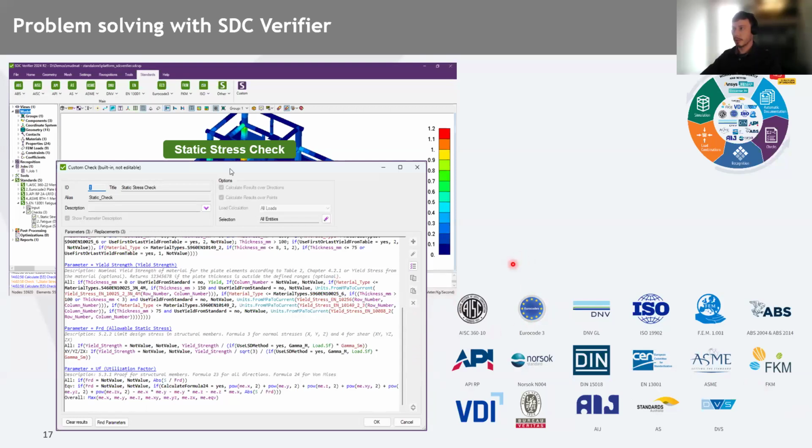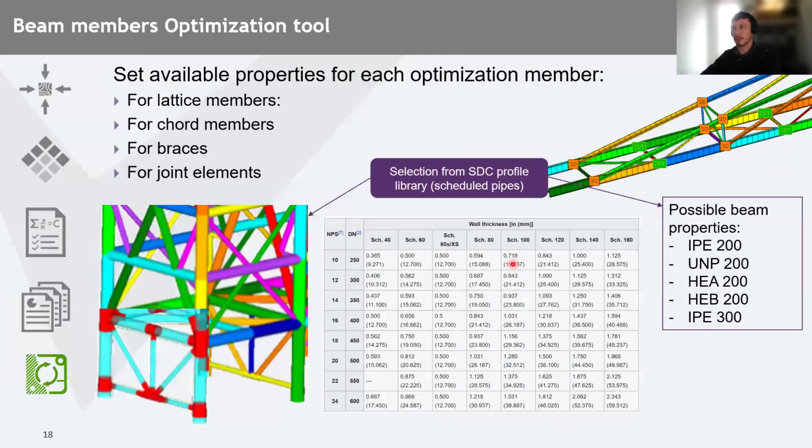Okay, when we have all of our results, then it's time for optimization. As I mentioned before, in SDC, we divide optimization into, I would say, 3 different chapters, 3 different groups. First of them is beam member optimization, which allows us to optimize our lattice members, chord members, braces, joint elements, and so on.